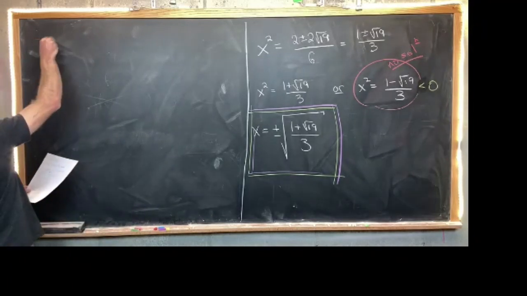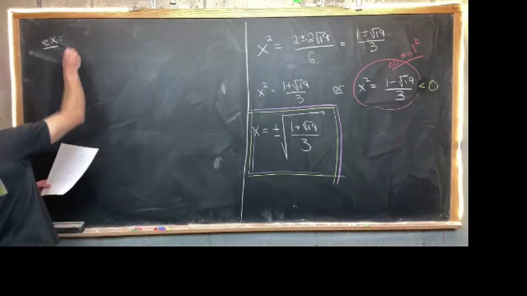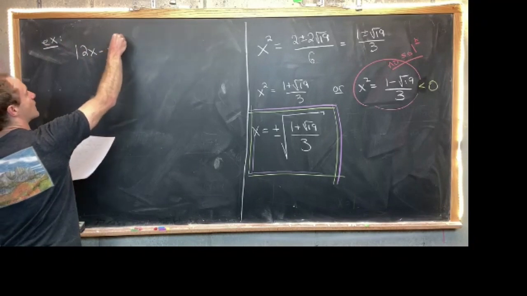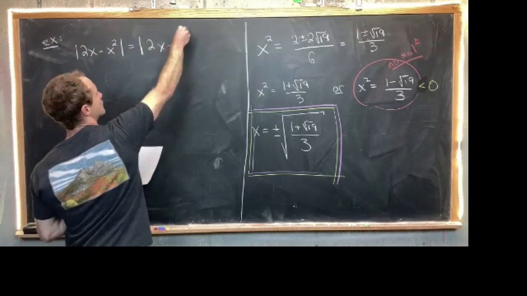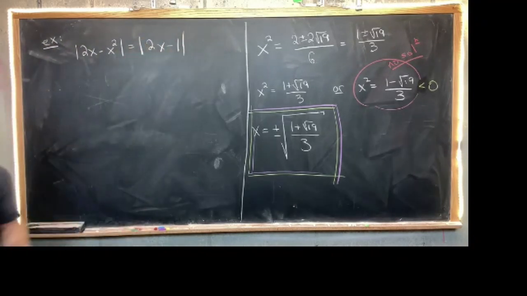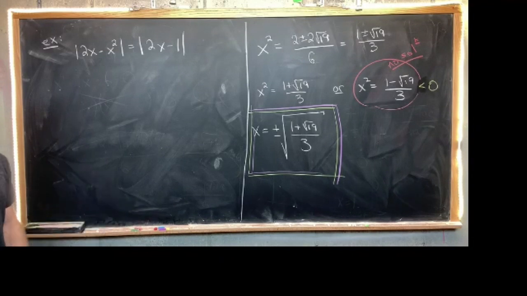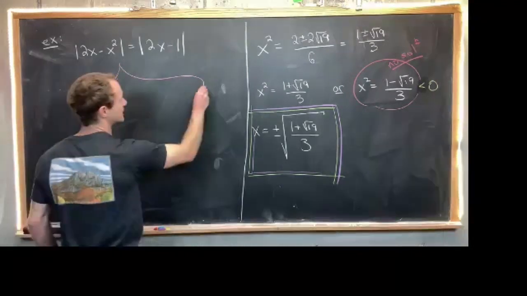So let's say this is our first example. We have the absolute value of 2x minus x squared equals the absolute value of 2x minus 1. Good. So recall how to solve an absolute value equation. You can get rid of the absolute values if you change everything to a plus or a minus. So that's going to split this thing into two separate equations.